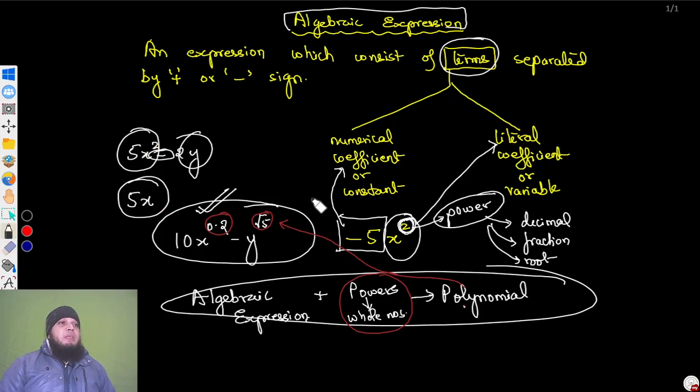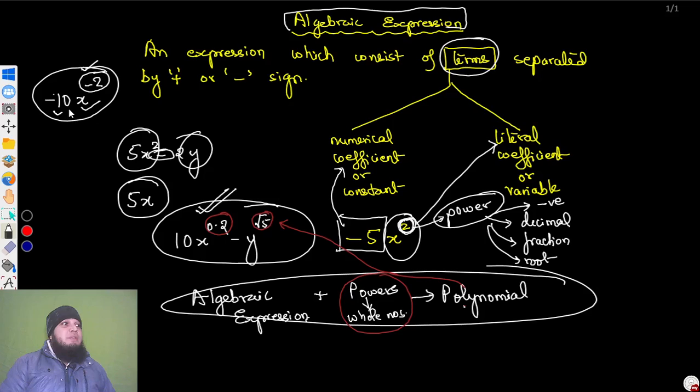Now, the power for an algebraic expression can also be negative. For example, if I write minus 10x to the power minus 2, this is also an algebraic expression, because it is having a power, it is having the variable, it is having the constant.